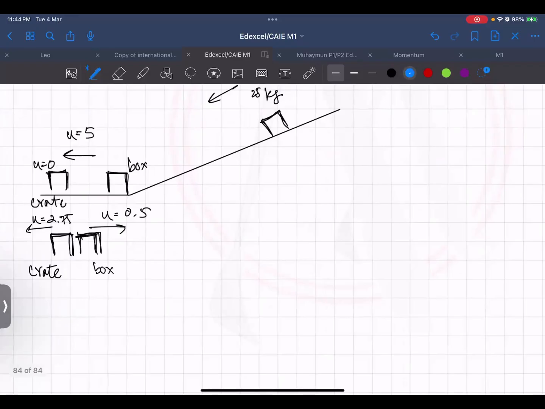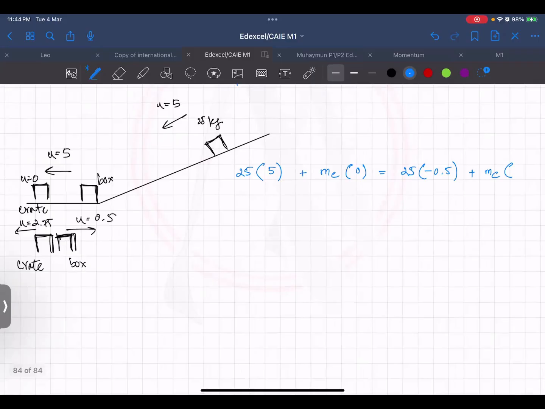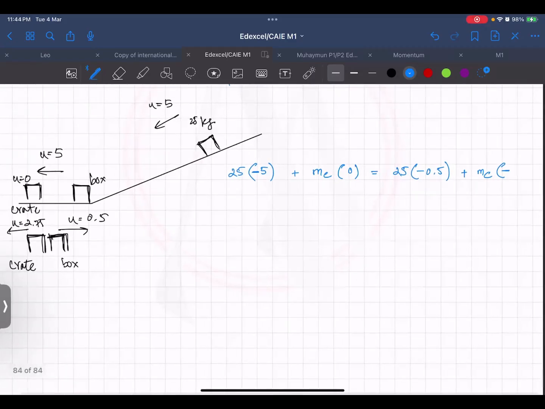So the initial momentum of the box is 25 kg times velocity 5, plus mass of crate times velocity of crate. The crate was stationary, so 0, is equal to the box: the mass of the box was 25 and now it has reversed direction, so negative 0.5, plus mass of crate times the velocity. Right now we have not considered the negative. So this should be negative, because initially the box is moving to the left side. The crate is also going to move to the left side after collision, and this would be positive.